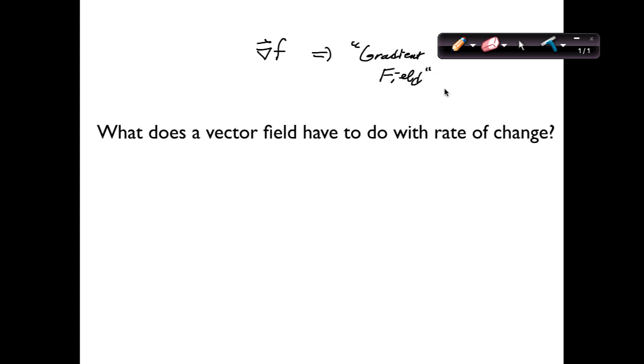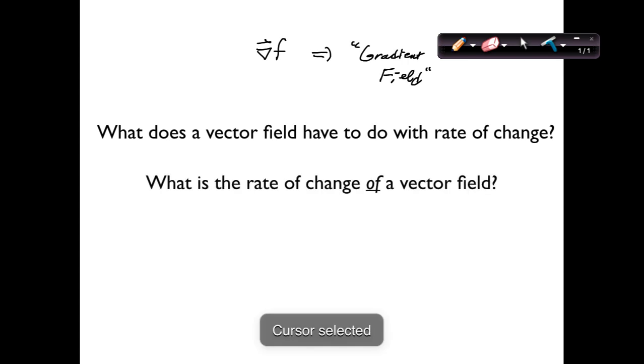So gradient fields are like the derivative of a multivariable function. They're like the derivative of a surface. They're telling us direction and magnitude of rate of change. It's just maximum rate of change, right? So a vector field could be a derivative or rate of change, but what is the rate of change of a vector field? So if your vector field is your function, what's the rate of change of a vector field? You see how that's a different question?